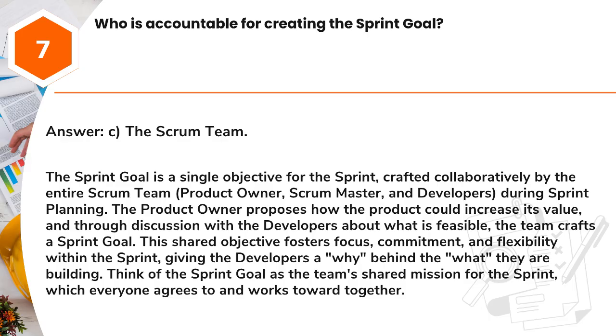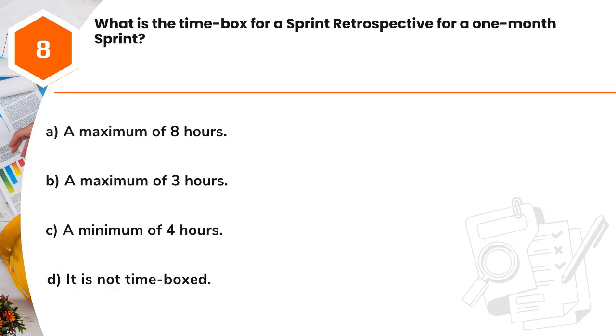The sprint goal is a single objective for the sprint, crafted collaboratively by the entire Scrum team, product owner, Scrum Master, and developers, during sprint planning. The product owner proposes how the product could increase its value, and through discussion with the developers about what is feasible, the team crafts a sprint goal. This shared objective fosters focus, commitment, and flexibility within the sprint, giving the developers a why behind the what they are building. Think of the sprint goal as the team's shared mission for the sprint, which everyone agrees to and works toward together.